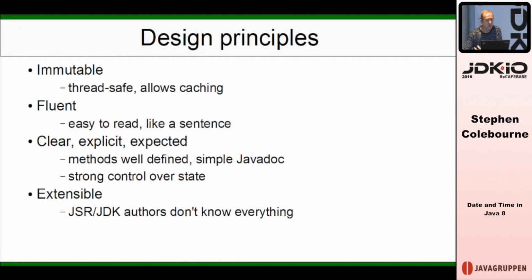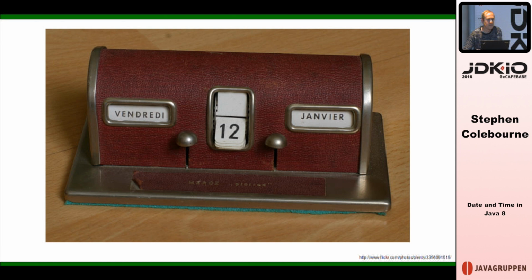So it follows the principle of immutability. We want things to be fluent, so we can read the code like a sentence, and it just makes sense. Methods should be nice and simple, clear, explicit, and expected. If the Javadoc is too complicated, the method is probably too complicated, and maybe the concepts need splitting. And I wanted it to be extensible, because I don't want to be going back and adding stuff to the JDK over time. It's far too slow to be able to add stuff to. You need to be able to add stuff to it outside the JDK.